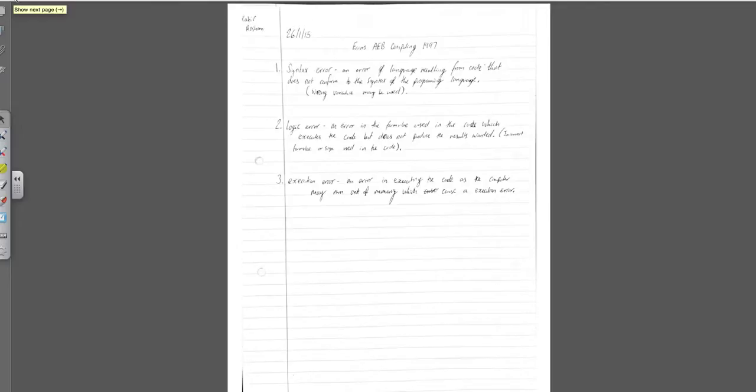Execution error, an error in executing the code as the computer may run out of memory, which causes an execution error. Yeah, kind of a circular argument with actually saying why it would run out of memory. Maybe it ran out of memory because the program was too big. So I'm going to give you 5 out of 9.